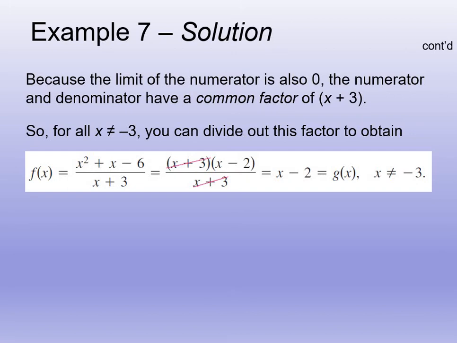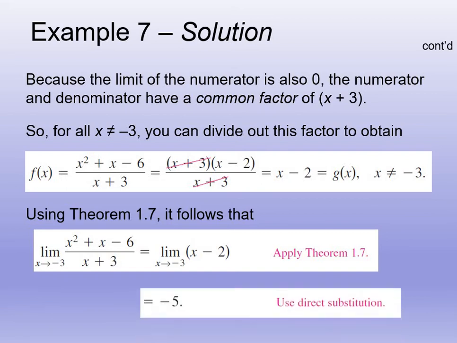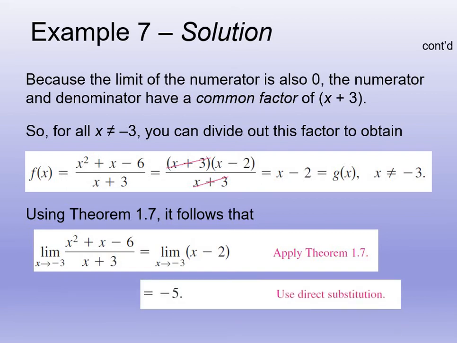We've now turned f of x into g of x. Our new function g of x is x minus 2. Okay, so this goes back to the last theorem that we were just working on. Okay, so we can rewrite this and say the limit of x squared plus x minus 6 divided by x plus 3 as x approaches negative 3 is also equal in all parts except for 1 to the limit of x minus 2 as x approaches negative 3. Now we can use direct substitution, plug in negative 3 for x, and we get negative 3 minus 2, which gives us negative 5 for our limit.